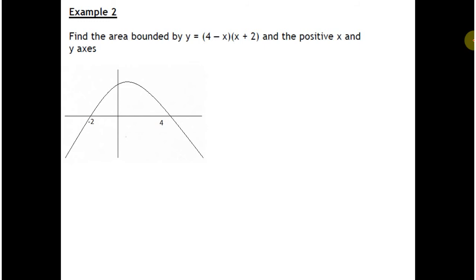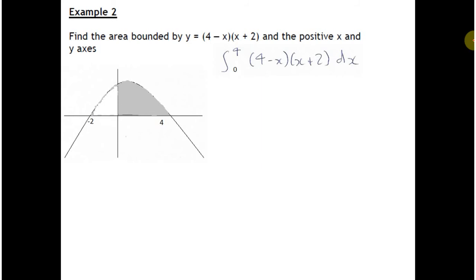Now the area needs to be bounded by this curve and the positive x and y axes. So it is the grey shaded area in the top right quadrant. So the integral will be between x equals 0, the y-axis, and 4 of 4 minus x times x plus 2 dx.